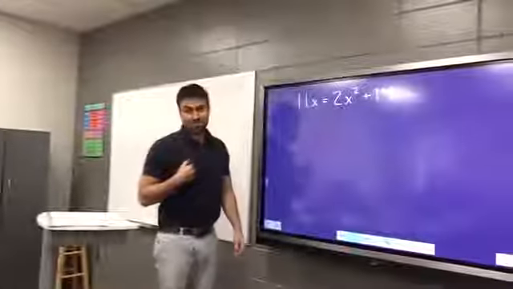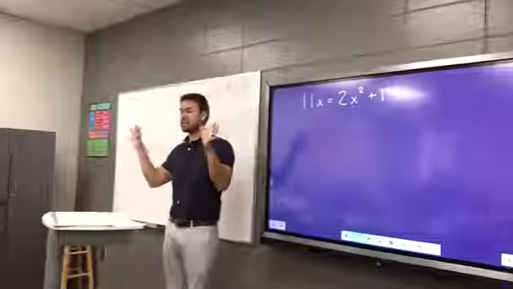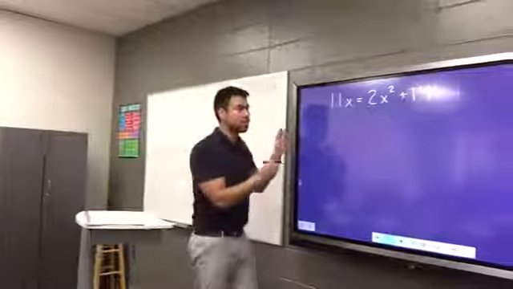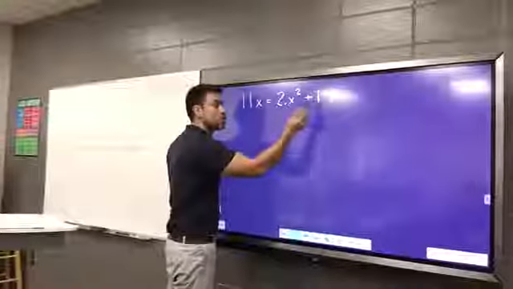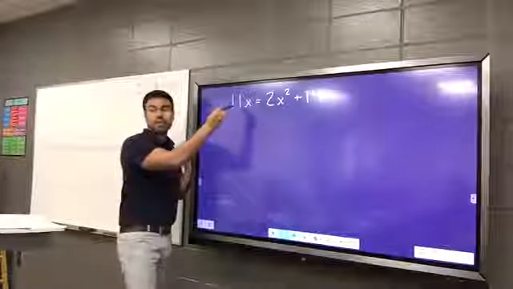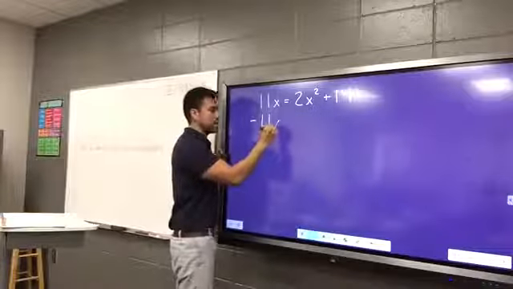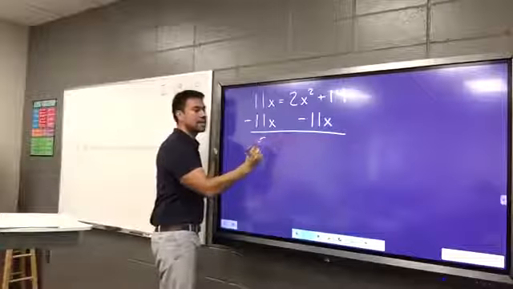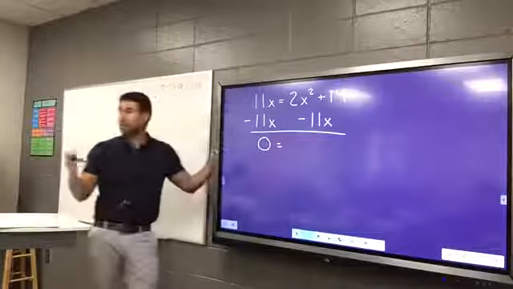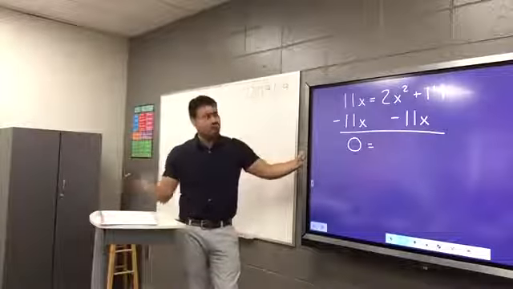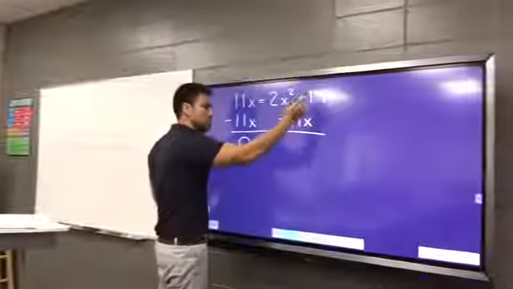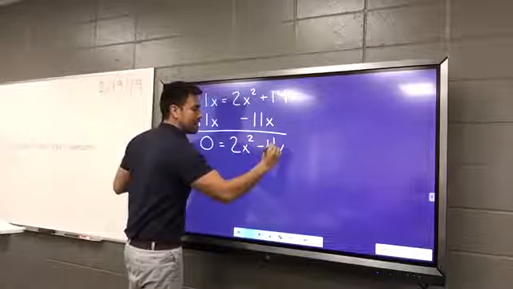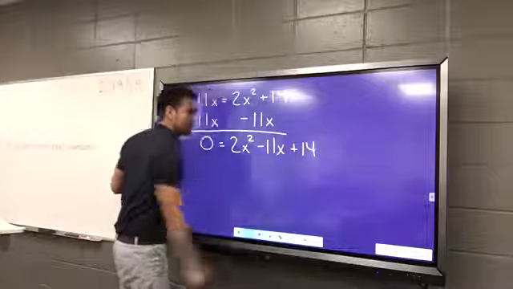Subtract a certain side. It could be either one. Is one side equal to 0? No, so I got to get it there. Now, there are a couple ways you can do it, but notice there are already two terms on the right. Why don't I subtract 11x from both sides? Okay, what's 11x minus 11x? 0. Isn't that what I want on one side? Yep. And then how would I arrange these three terms? 2x squared minus 11x plus 14.